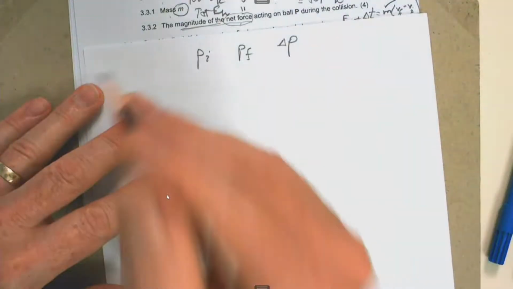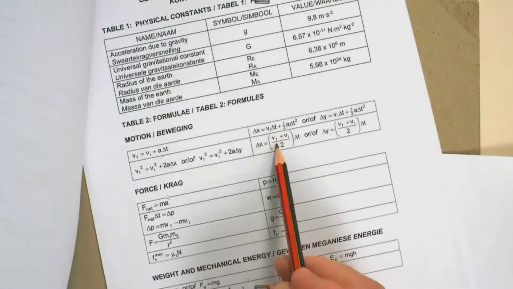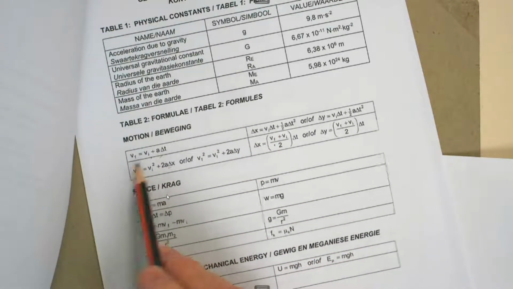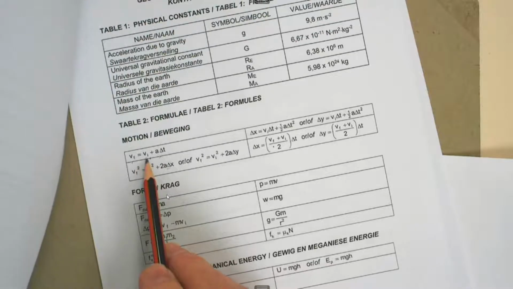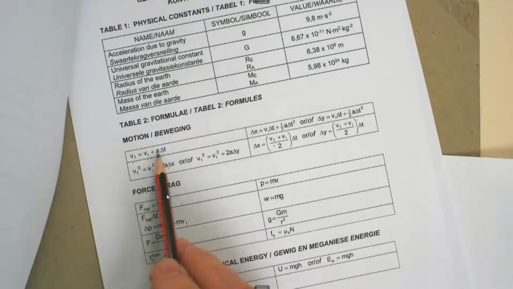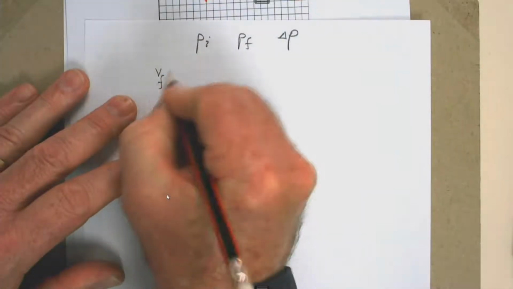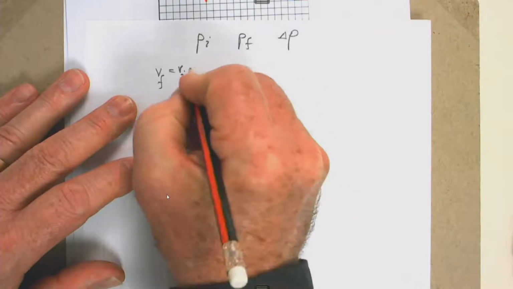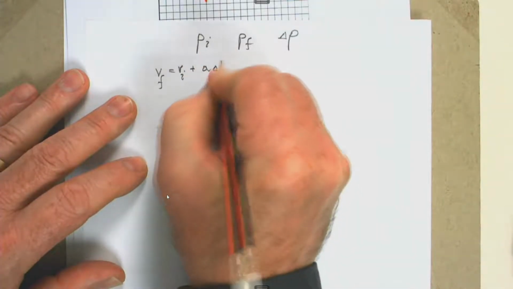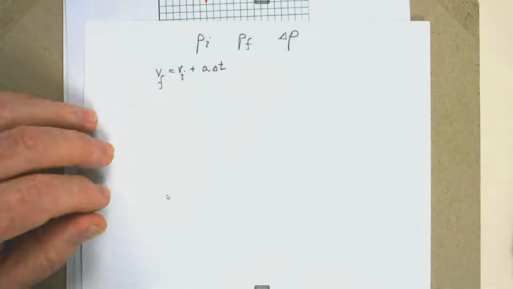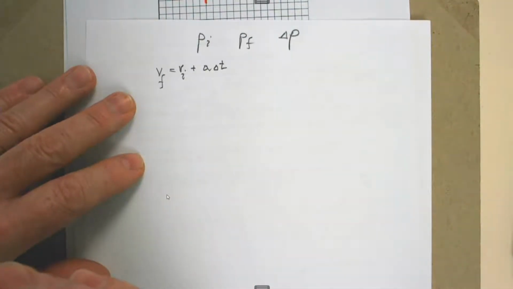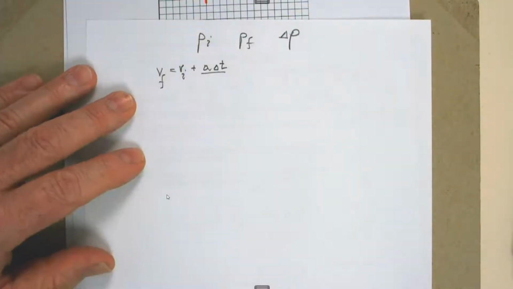And I thought perhaps it's good that you just refer back to this old familiar thing, because in your data sheet you have your equations of motion that come from grade 10. And look at this first one. It says the final velocity is equal to initial velocity plus the product of A delta t. So let's write this down quickly. The final velocity is equal to the initial velocity plus A delta t. So what does A delta t represent?